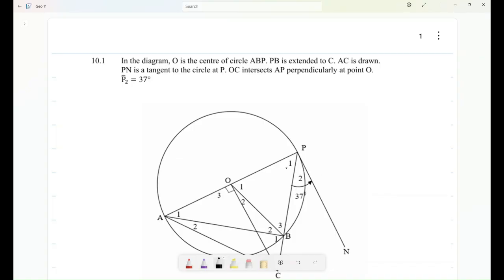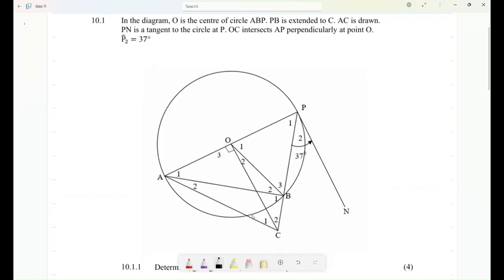In today's video, we're going to look at question 10 under Euclidean Geometry. It goes as follows. In the diagram below, O is the center. O is the center of the circle, right? And of the circle ABP, all right?